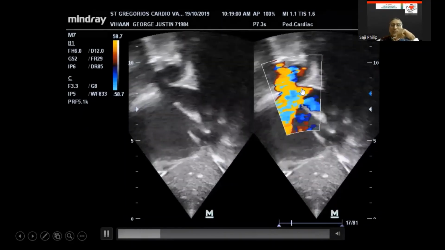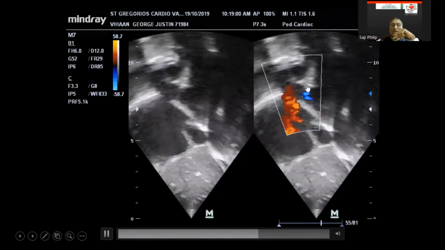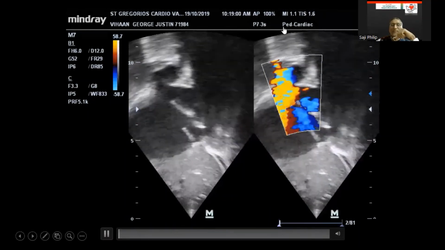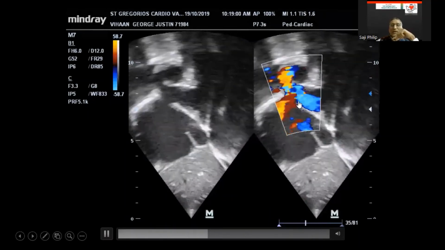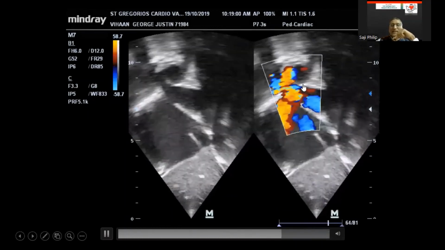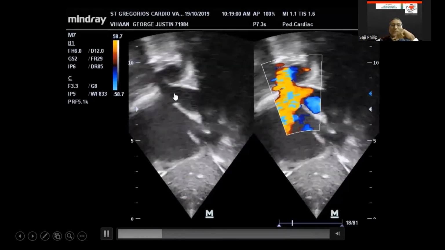Sometimes you may see the blue color, nothing to worry, because the flow from the left atrium is going up and coming down, so it is going away from the probe. The flow towards the probe is red. So both red and blue you can see. But if you are seeing from the right side it is blue, then it is a bidirectional shunt. It's called Eisenmenger syndrome. So this is typical.